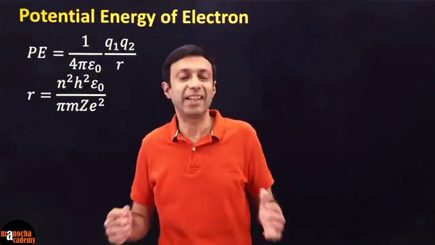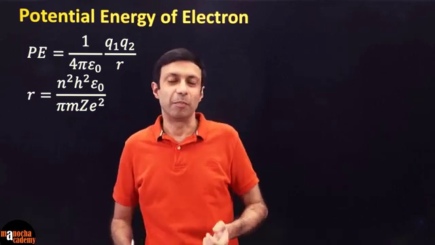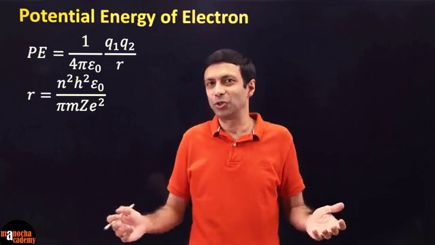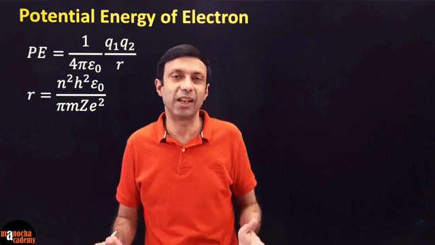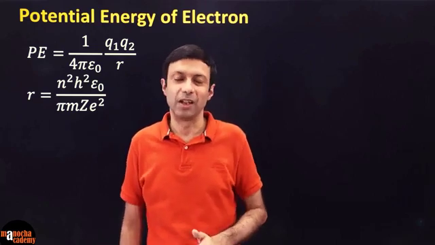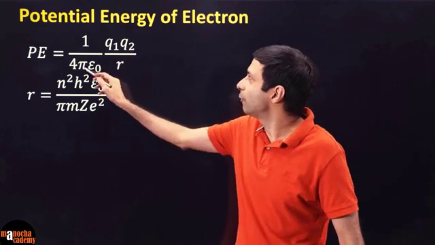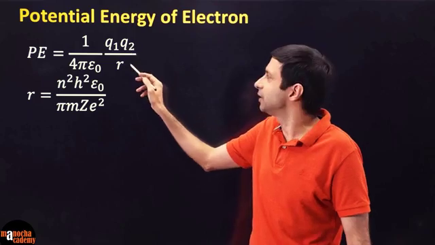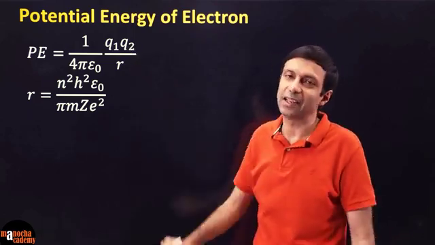We have talked about kinetic energy of the electron, but the electron also has potential energy because we know that there is a pull between the nucleus and the electron. So there is an electrostatic field here, and definitely there is a potential energy also of the electron. Now from physics, we know what is the potential energy formula. It is 1 by 4 pi epsilon naught Q1 Q2, so the product of the charges divided by the radius, the distance between the nucleus and the electron.